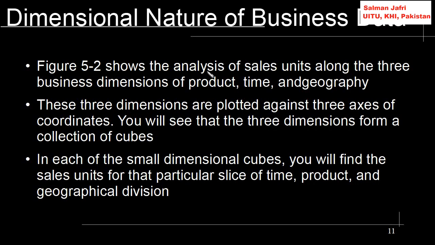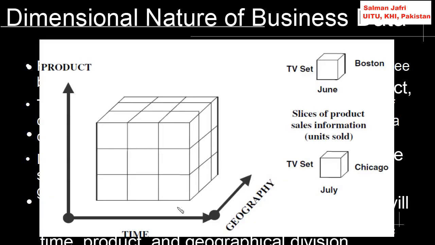So we can see figure 5.2, which shows the analysis of sales units along the three business dimensions of product, time, and geography. So this is basically how the products can be arranged, right? On the y-axis we have the product, on the x-axis we have the time, and on the z-axis we have the geography, right? So how do we interpret?